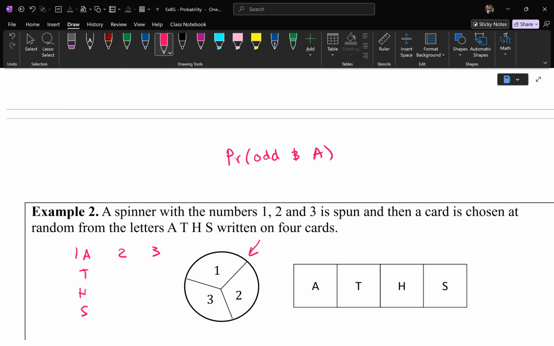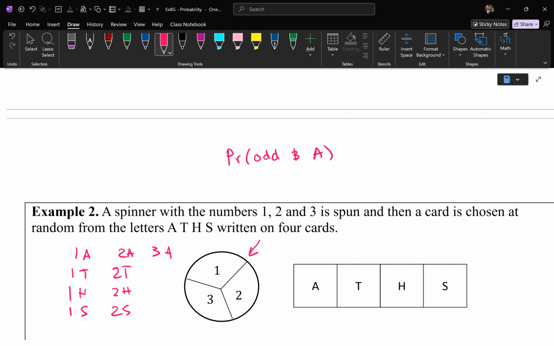But that means, if you think about it intuitively, you could get 1A, 1T, 1 and an H, 1 and an S. Because you could spin it and get a 1, and you happen to choose an A, or you can spin it and get a 1 and get a T. So if you filled it out, you could get 2A, 2T, 2 and an H, 2 and an S, or 3 and an A. How many possible outcomes would there be? 12. So you could have done it intuitively. You could have sort of figured it out intuitively and gotten to that point as well.